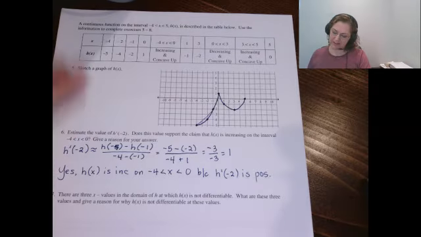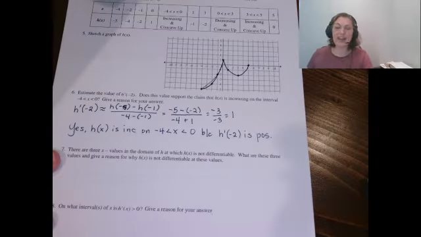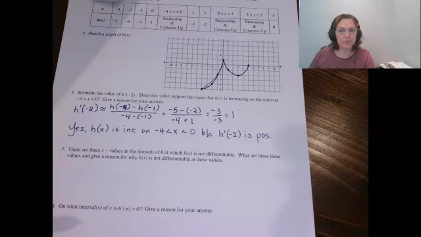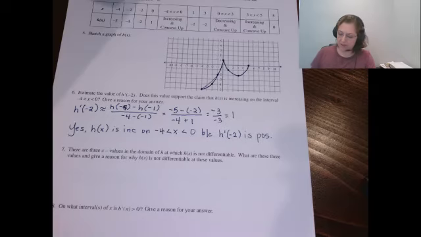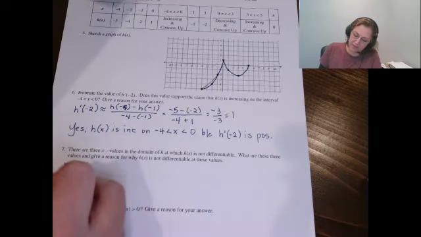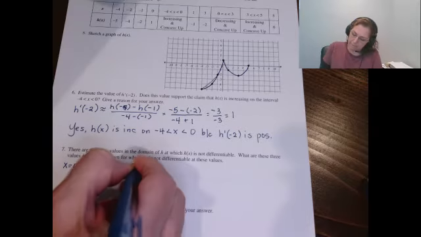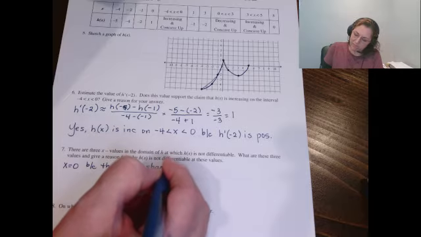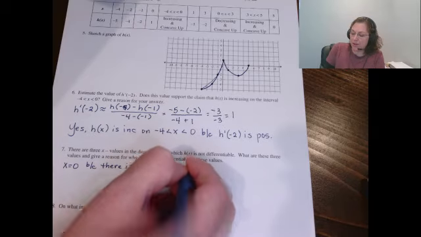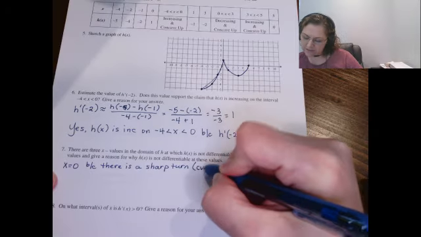All right. Now look at 7. There are 3 values in the domain of h at which h is not differentiable. Not differentiable. What are these 3 values? Well, I think the easy one is going to be the one where the sharp turn is at, right? X equals 0 because there is a sharp turn. I will throw out another word. Cusp is another way to say this turn there.